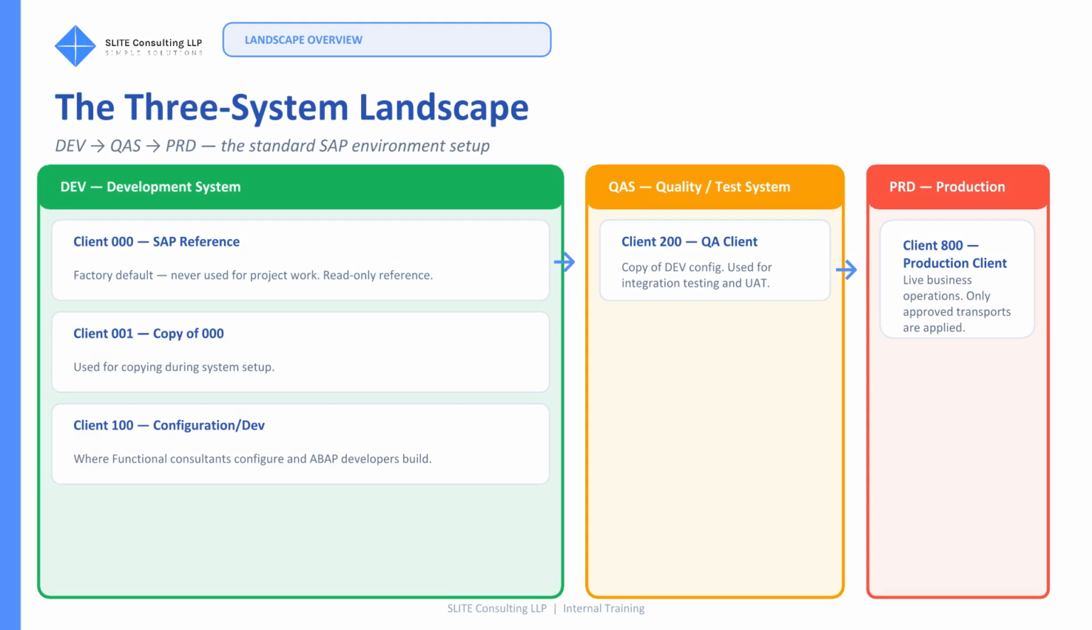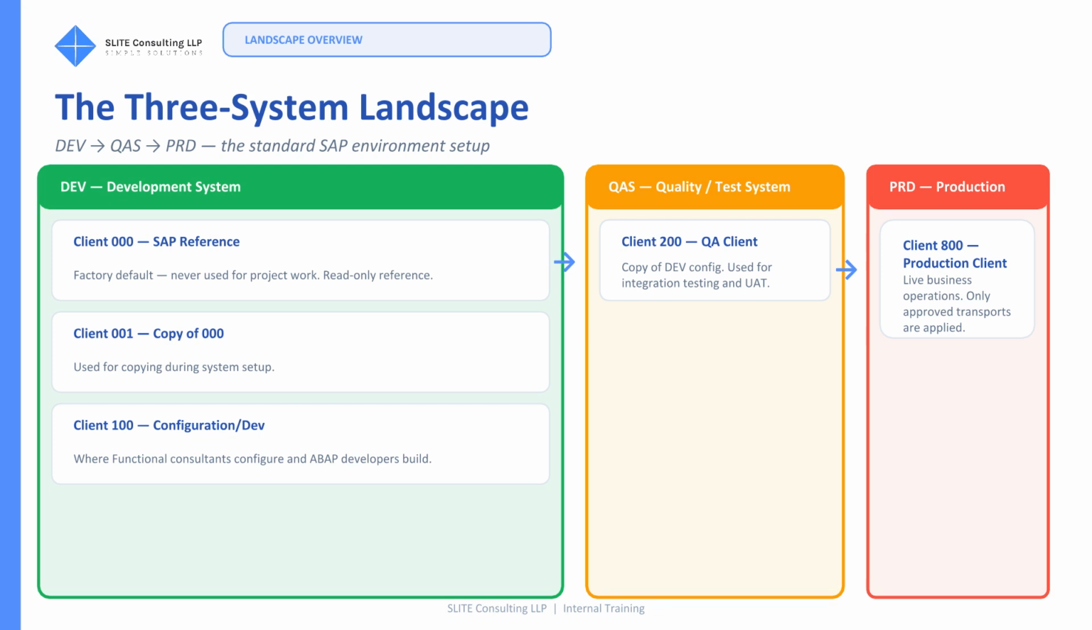In a standard SAP project, the system landscape consists of 3 separate SAP systems: development, quality, and production. Each system contains one or more clients with specific purposes. The development system, DEV, is where all the work happens. Functional consultants configure in SPRO. ABAP developers write code. Unit testing takes place. Changes in DEV are captured in transport requests and moved to the next system.